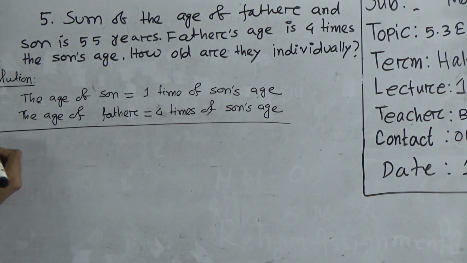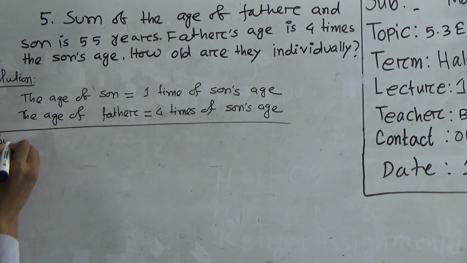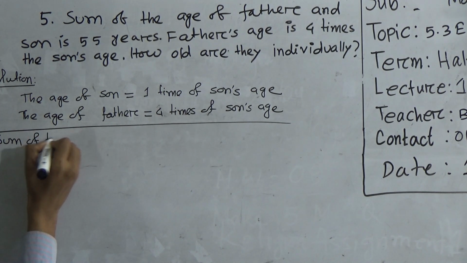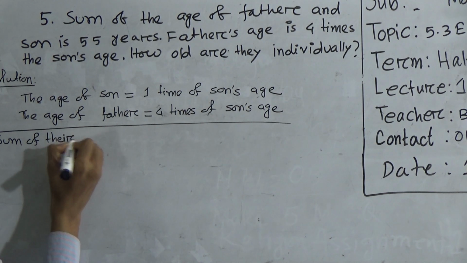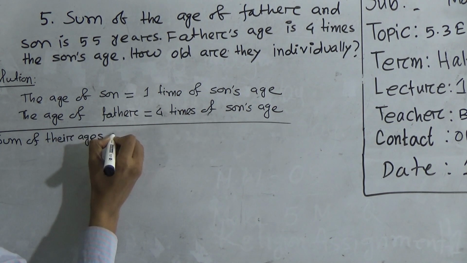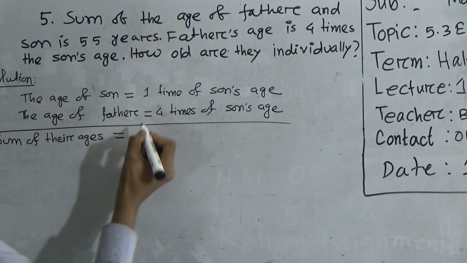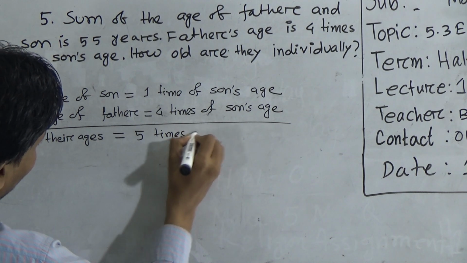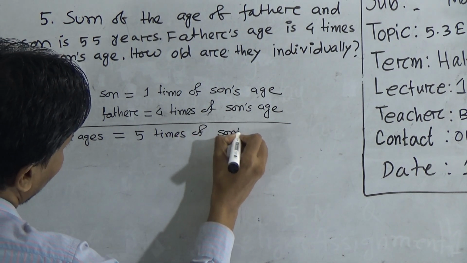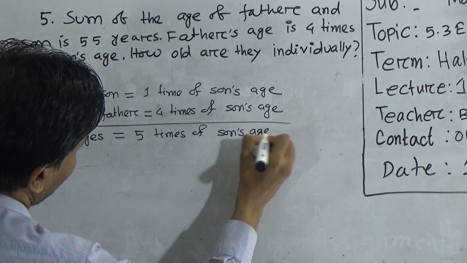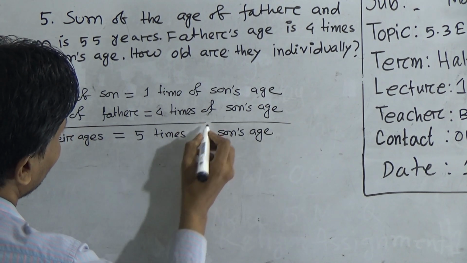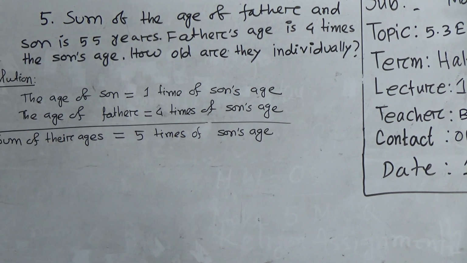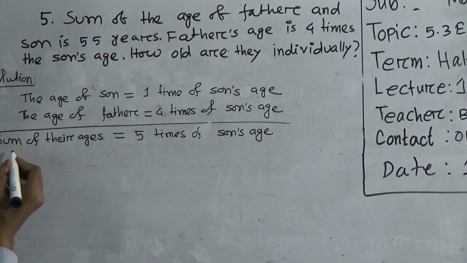If we add, then write the sum of their ages. The sum of their ages equal to what? 4 plus 1. That means 5 times of son's age. 5 times of son's age. Student, given the sum of the ages of father and son is what? 55 years. Okay, right?